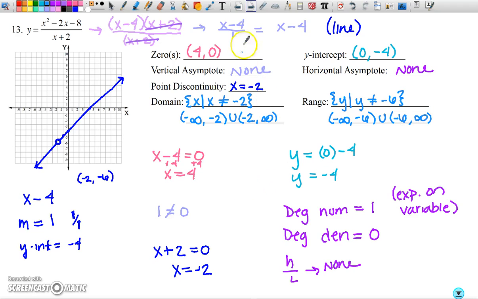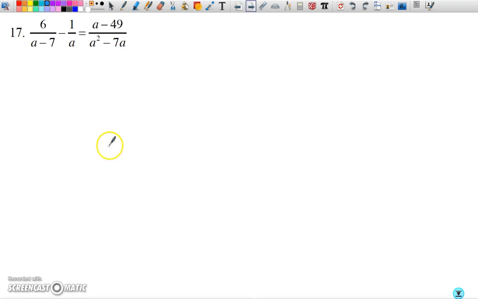All right, and then our last problem here, number 17, is solving, and so to solve our equations, we have to get a common denominator. So what I'm going to do then is factor, right? So I'm going to start with 6 over a minus 7. There's nothing we can do, so I'm going to put parentheses around that to show there's nothing we can do to that.